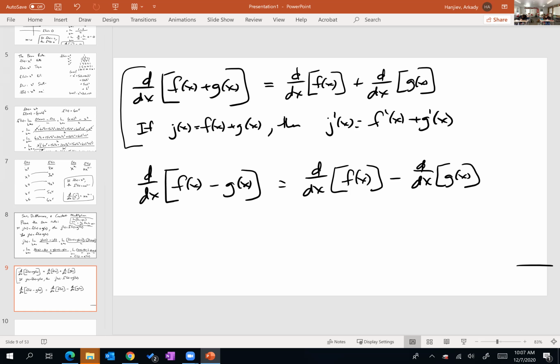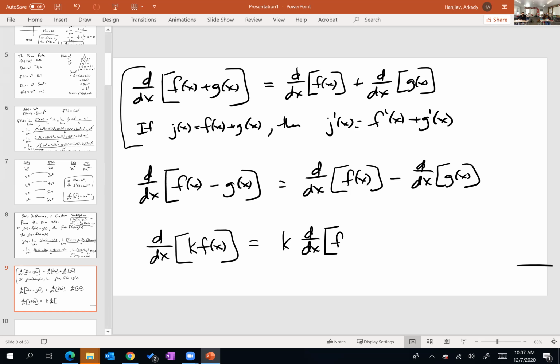There's that one. And the constant rule: what happens if you have a constant that's multiplying? If you want to, you can do the proof for that one. But essentially that little k value is just a number, 5, 12, 68, pi, whatever that number is. The rule says I can take out that k value, put it in front, and use it as a multiplier later, but just take the derivative of the function itself.